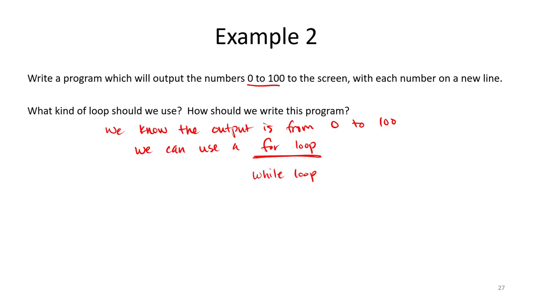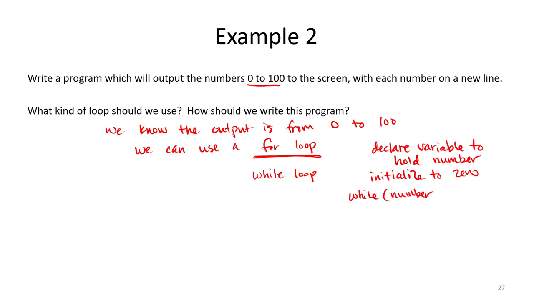Let's briefly code this up. Basically, we declare a variable to hold a number. We initialize it to 0. And then we start our loop. So we could say while number is less than or equal to 100, we output the number, and then we increment our number.